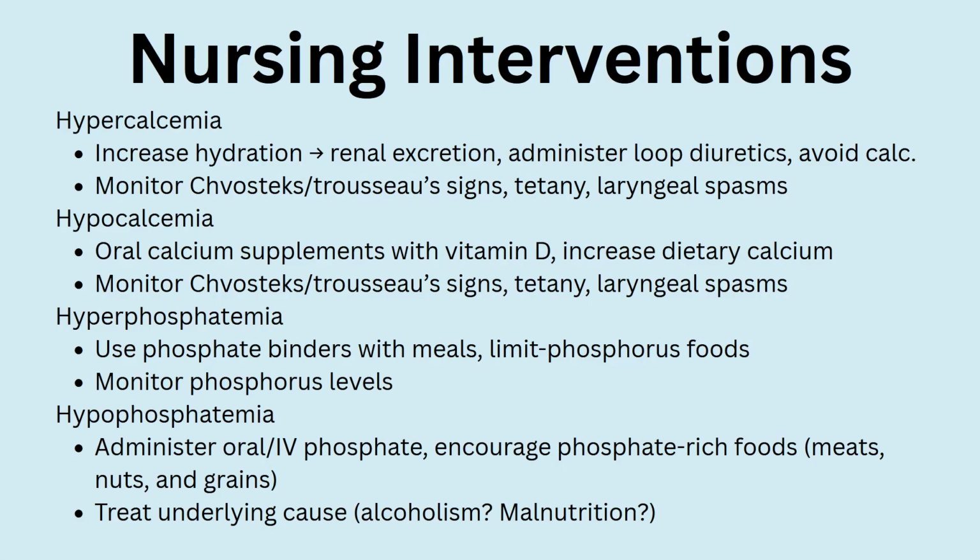For hyperphosphatemia, what we should do is use phosphate binders with meals, limit phosphorus foods, and monitor their phosphorus levels. For hypophosphatemia, we should administer oral or IV phosphate, encourage phosphate-rich foods like meats, nuts, and grains, and then treat the underlying cause, like alcoholism or malnutrition, whatever that may be.